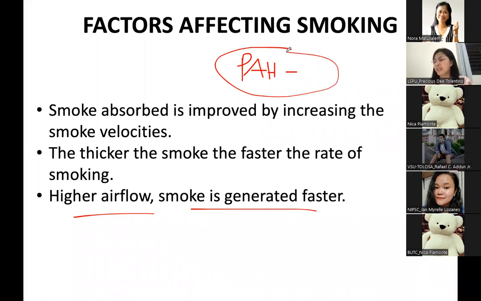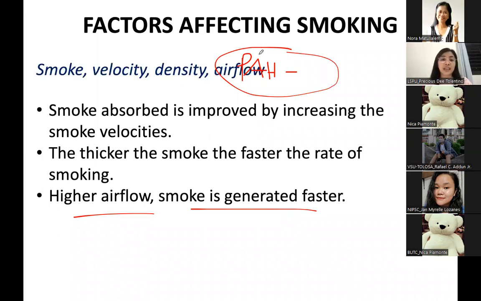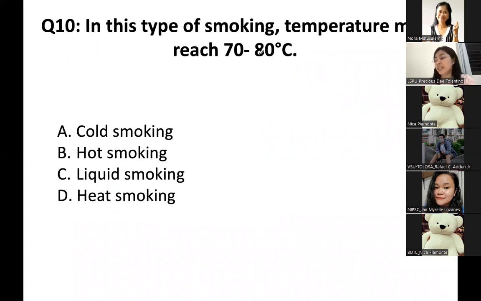So, hindi naman ibig sabihin na dahil softwood siya, prone siya sa cancer. Generally, yung mga smoke na products or mga products of burning, prone sa cancer kasi nga merong PAH. Okay, that is polycyclic aromatic hydrocarbon. Ayan, and then question number 10.